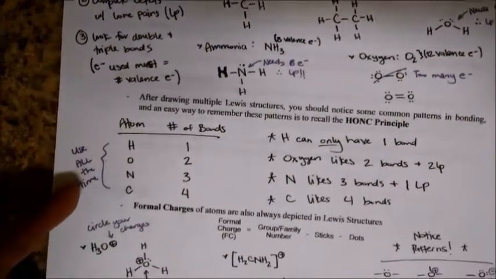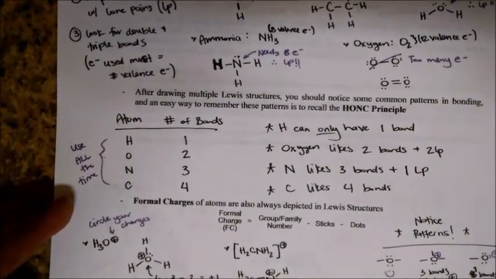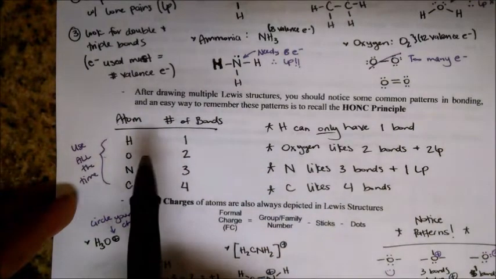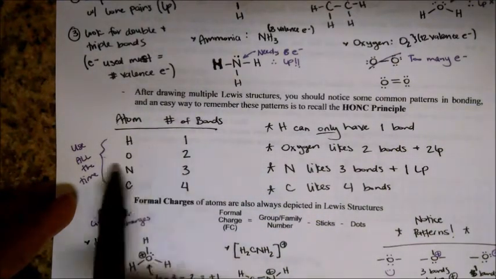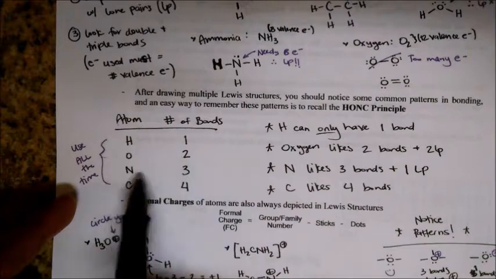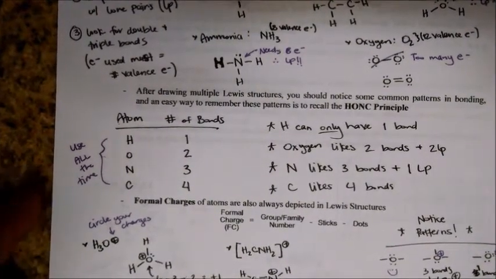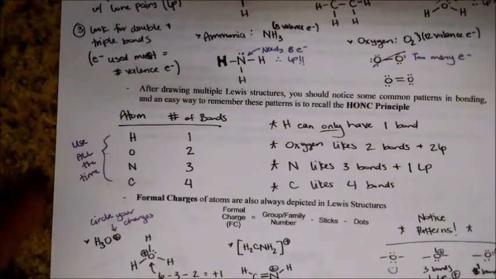I mentioned how patterns should definitely become clear, and these patterns are really articulated well in the HONC principle, where hydrogen obviously can only have one bond, oxygen likes 2 bonds, nitrogen likes 3 bonds, and carbon likes 4. And these are really good to use all the time when you're drawing these Lewis structures.